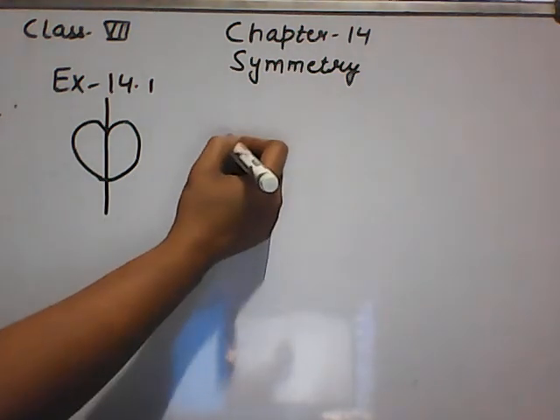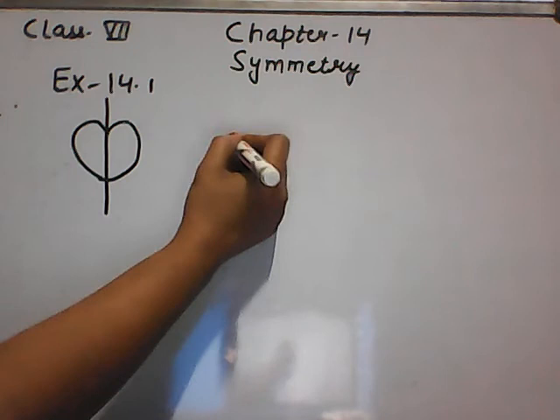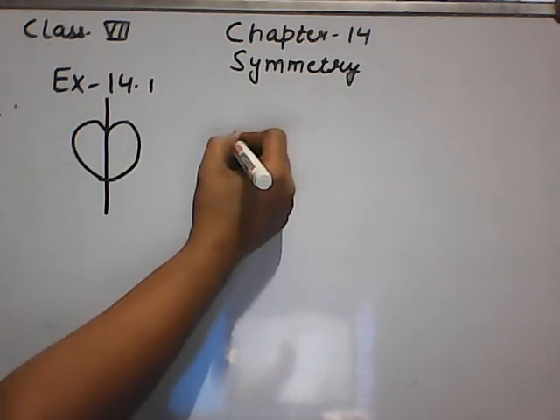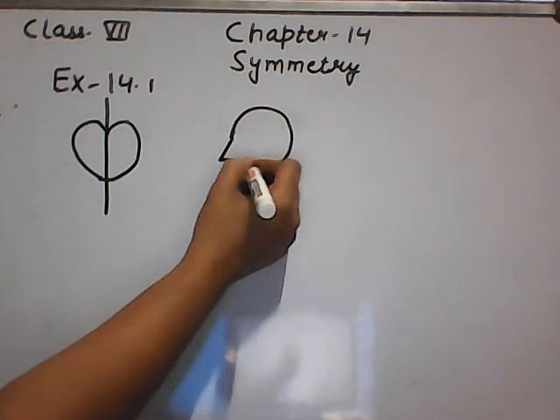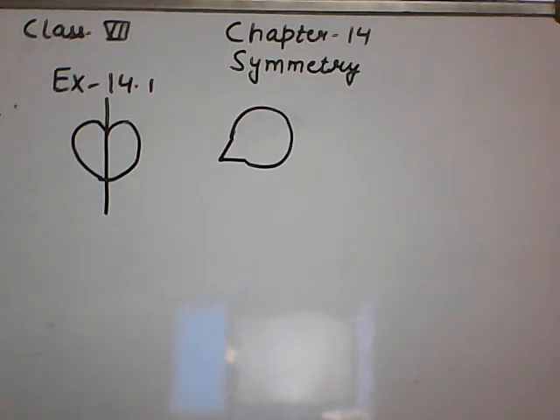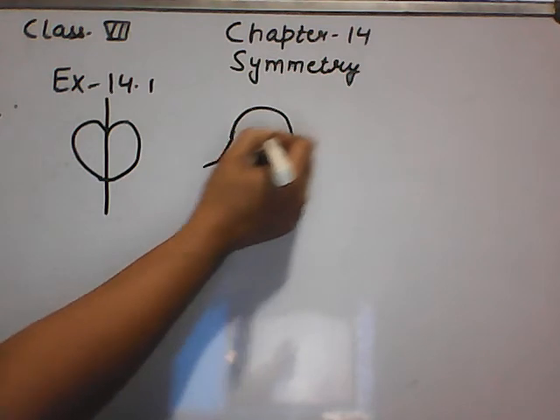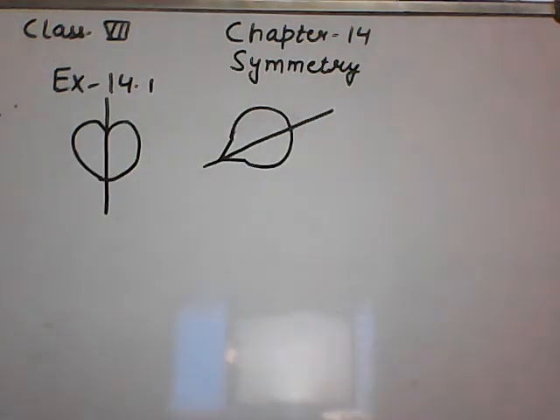The next figure is given to you in this way, and you have to check whether this figure has a line of symmetry or not. Yes, this figure also has a line of symmetry. If we divide this figure along this line, then the two parts overlap each other, so we can say this is the line of symmetry.